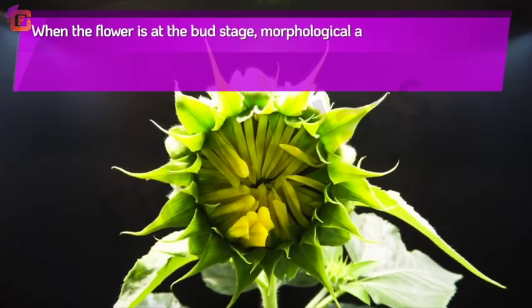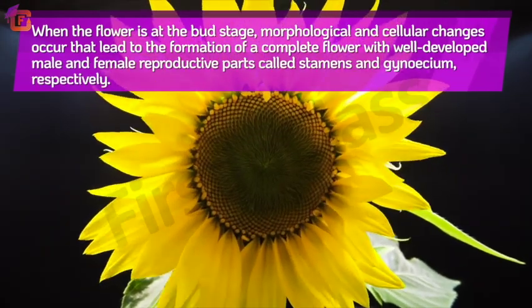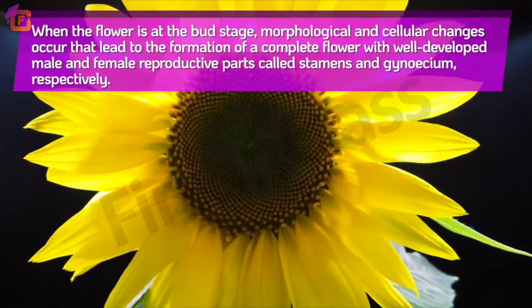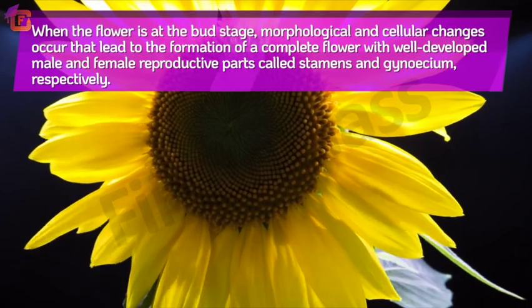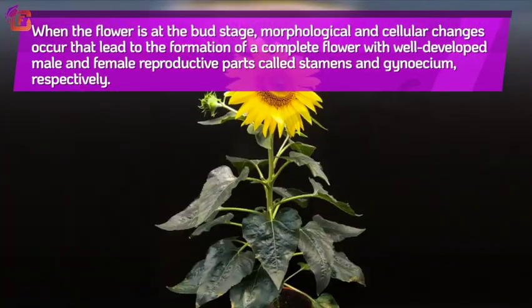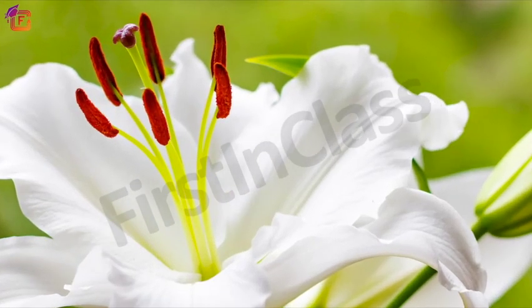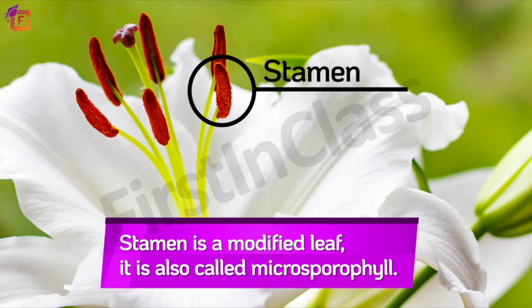Now, when the flower is at the bud stage, morphological and cellular changes occur that lead to the formation of a complete flower with well-developed male and female reproductive parts called stamens and gynoecium respectively. Now let us look at the structure of a stamen. Since stamen is a modified leaf, it is also called microsporophyll.